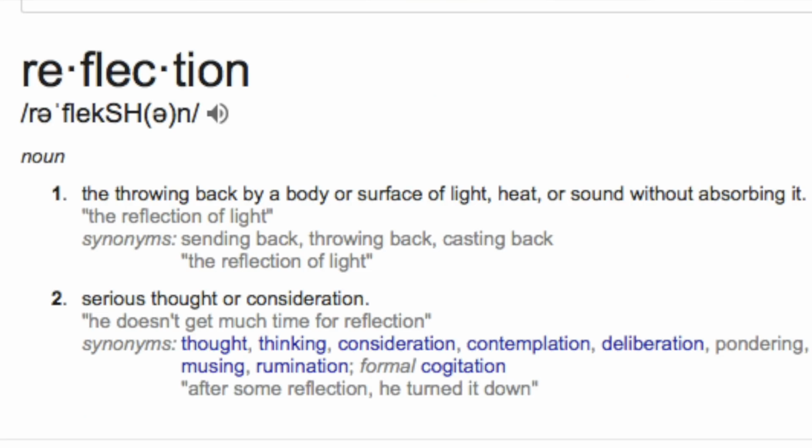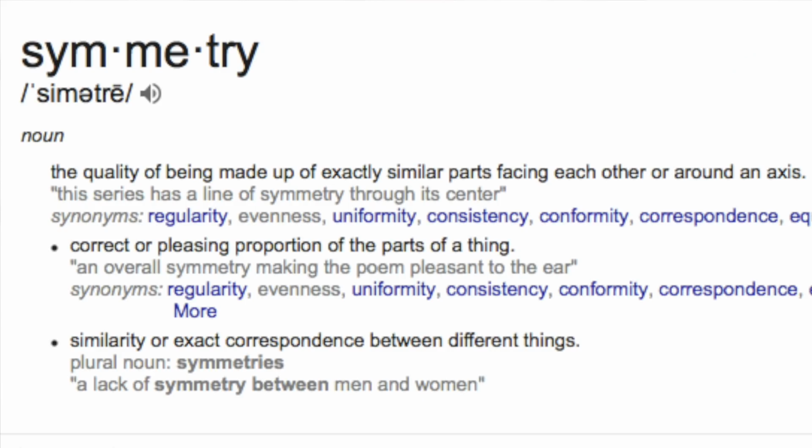All right, so here's the definition for reflection: the throwing back by a body or surface of light, heat, or sound without absorbing it. So pretty much reflection is just something bouncing something else off. It could be in water, it could be in a mirror, but it doesn't completely absorb it. Now let's go ahead and look at symmetry. The definition for symmetry is the quality of being made up of exactly similar parts facing each other or around an axis.